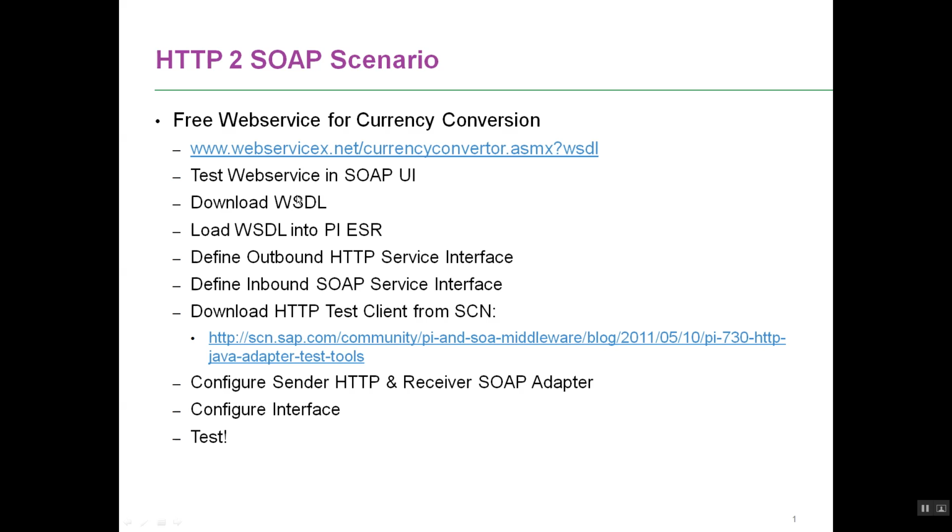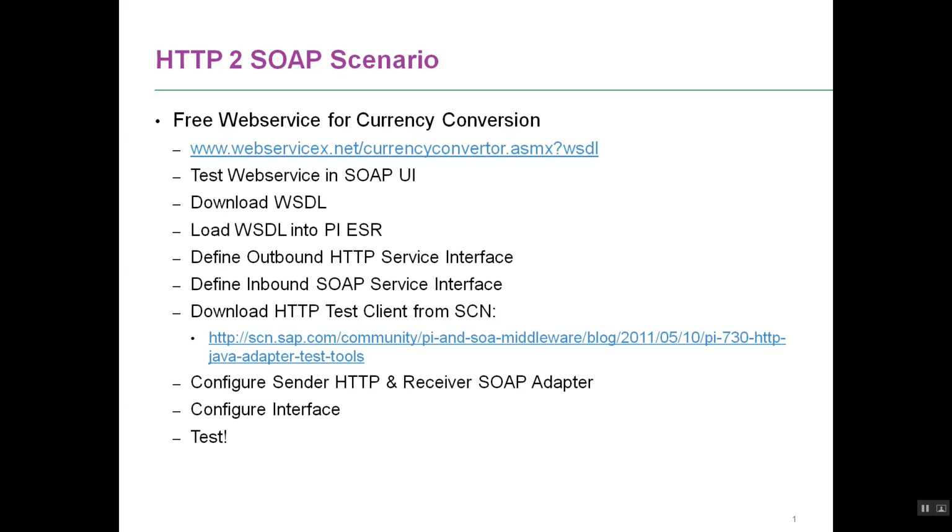Once we download the WSDL, we will load it in the PI ESR, the Enterprise Service Repository. We will define an outbound HTTP service interface. We will also define the data type and the message type for the outbound structure. We will define an inbound SOAP service interface, and then we will see if we need to use a data type or a message type here. In this case, we will not for the inbound, because it's a SOAP call. We will be using the WSDL as the request and the response structure.